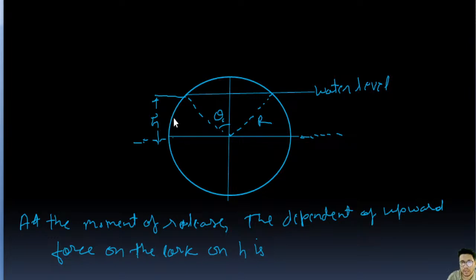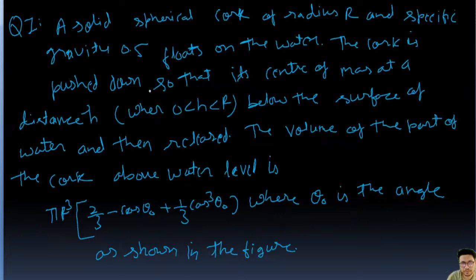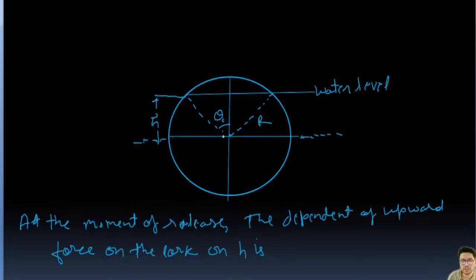And then we released it. We have been given the volume of the part of the cork which is above the water level. Okay, this is given, right? Pi r cube into 2 by 3 minus cos theta naught plus 1 by 3 cos cube theta naught, where theta naught is the angle as shown in the figure.